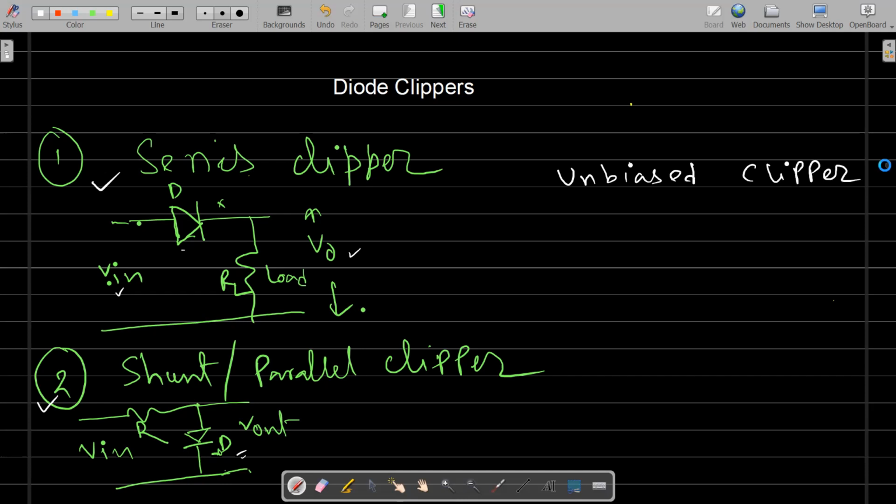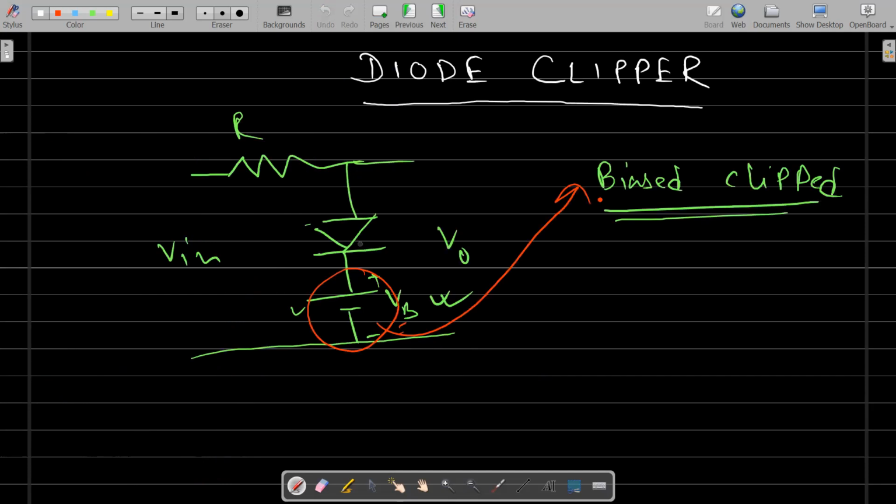But there is another type of circuit. See here, we are using one extra DC voltage source, let's say V, which is connected in series with the diode. This type of circuit is called a biased clipper. Sometimes we need this additional voltage source to clip off or remove some part, not the whole part, of a particular waveform. We shall see it while discussing the circuit operation, so we can check why this bias voltage is required.